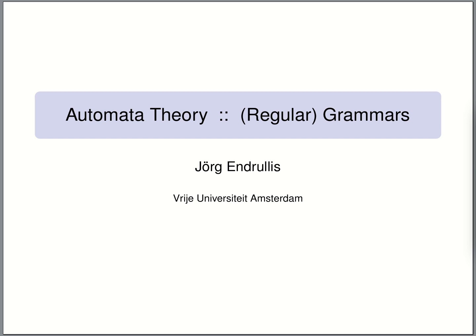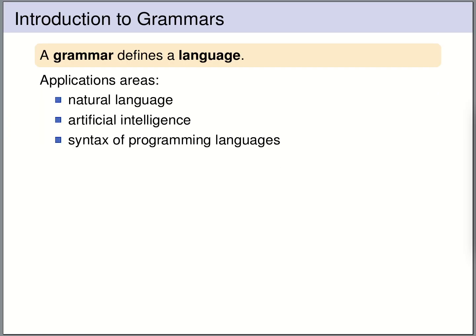We've seen that regular languages can be defined by finite automata. A different way to define regular languages is by using grammars. Grammars are rewrite rules that operate on words directly. A grammar defines a language.